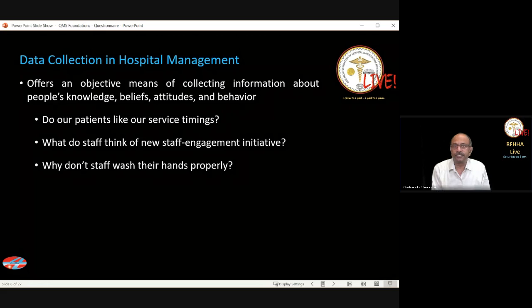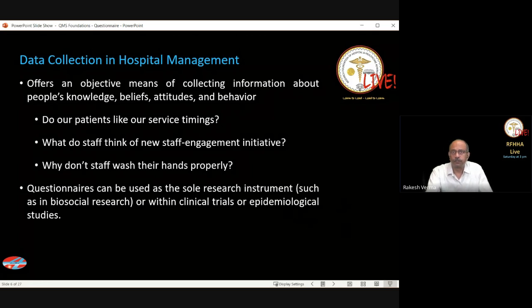Why don't staff wash their hands properly? If this is your current issue to be resolved, we need to know why it is happening. So one way is that we do observation. The other way is that we have a questionnaire and we collect information. We ask people why it is that people are not washing their hands properly. So depending on what we want to investigate or know more about, we frame that question, and based on that we make a questionnaire to collect data. So a questionnaire can be used as the sole research instrument.